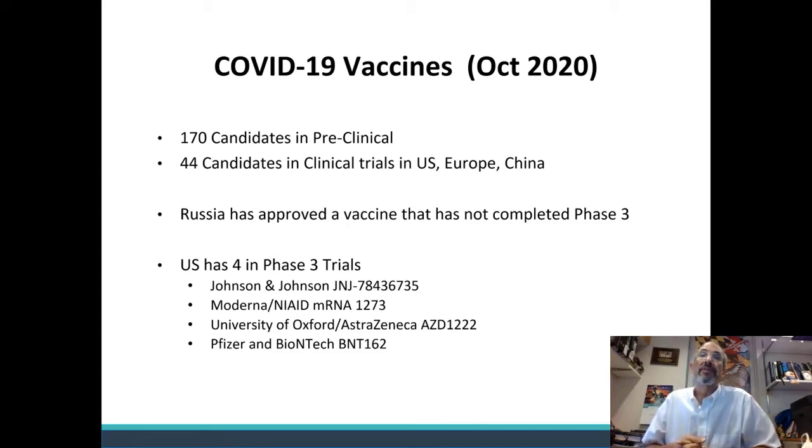We have about 44 candidates in clinical trials as of October in the US and Europe and China. We have in Russia a vaccine that has been approved but that has not completed phase 3 trials, and I've just learned that China also has approved a vaccine for human use in the market, even though phase 3 trials have not been completed. The U.S. currently, in October 2020, has 4 products in phase 3 trials, and I'll be going over them just a little bit. But they're Johnson & Johnson, Moderna, Oxford, and the Pfizer vaccine.